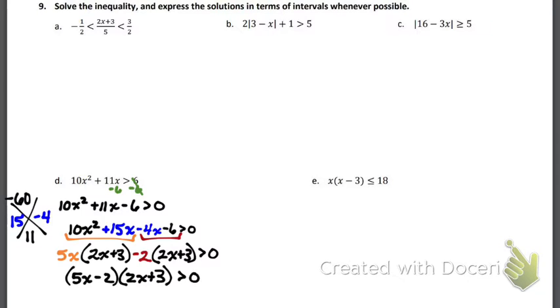I want to know where that is greater than 0. So here's where I make a sign chart. My zeros are going to be -3 halves and 2/5. And I'm going to have a result row. And I'm going to do my positives and negatives, knowing that I'm looking for the positive quadrants here.